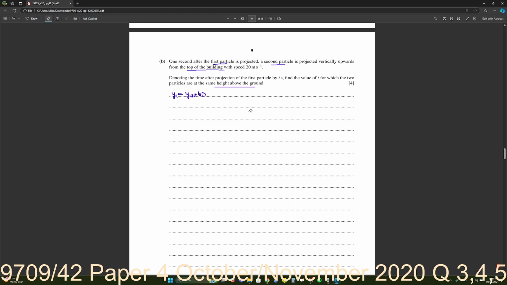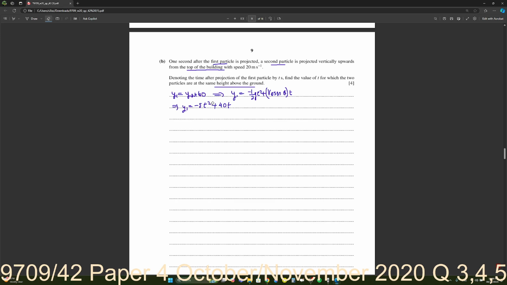Okay? So y1 is equal to y2 plus 60. Okay? Let's find an expression for both y1 and y2. y1 is equal to minus half g t squared plus v naught sine theta t. So we're going to get that y1 is equal to minus 5 t squared plus 40 t.